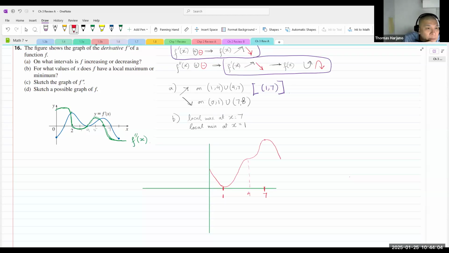It is concave up from 0 to 2. Okay, from 2 to 6, it's concave down. I mean, 2 to 4 is concave down. Is it right? Zero to 4 is concave down. At 4, it is concave up again.